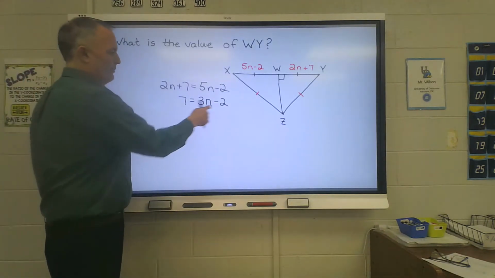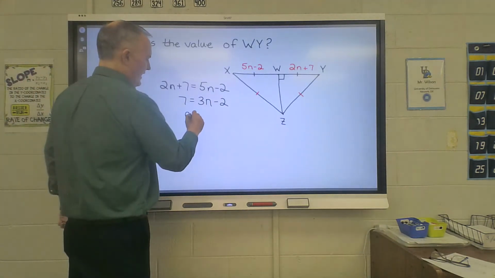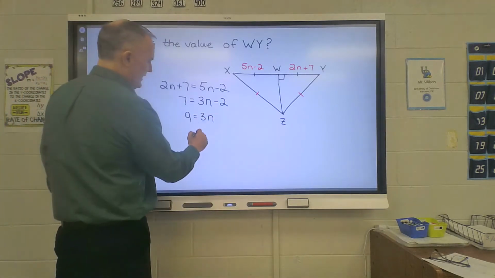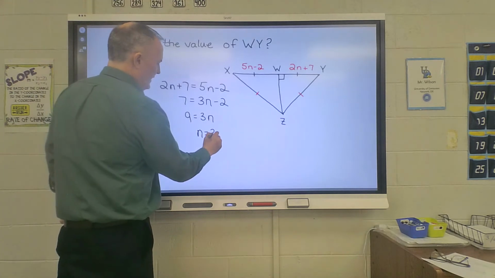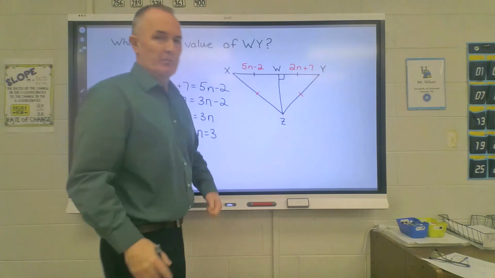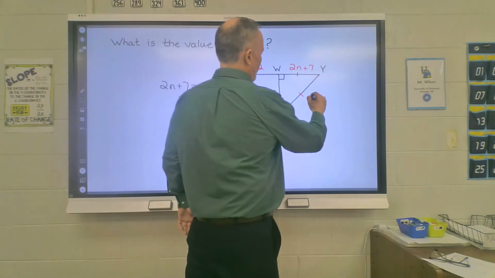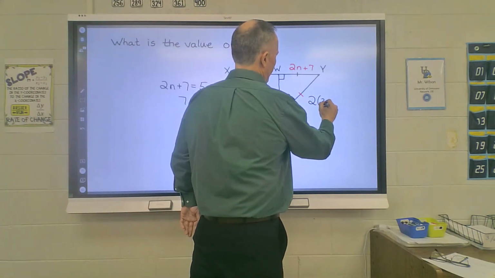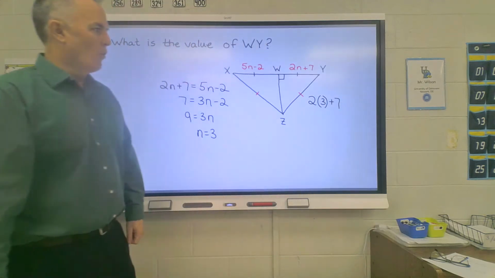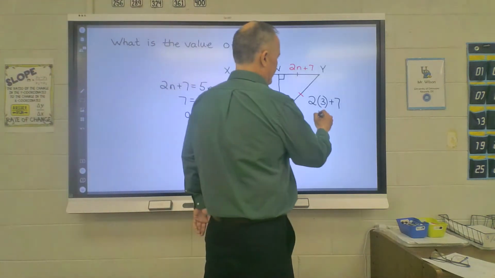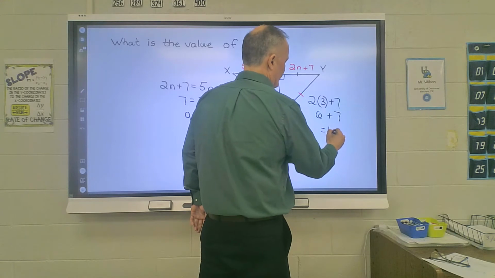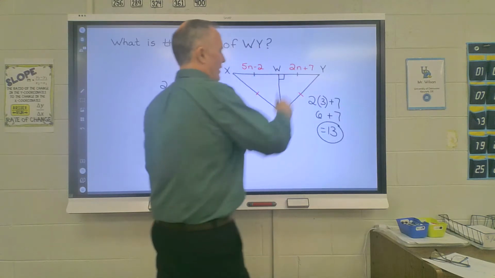Now I'm going to add 2 to both sides. I'll get 9 equals 3n. Divide both sides by 3. n equals 3. If n equals 3, we plug it back into that little algebraic expression. So it'll be 2 times 3 plus 7, because we went for WY. And then we would get 6 plus 7, and that's going to give us 13. So the distance there would be 13.